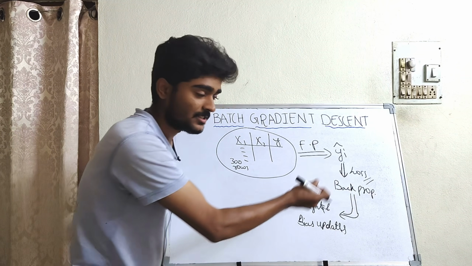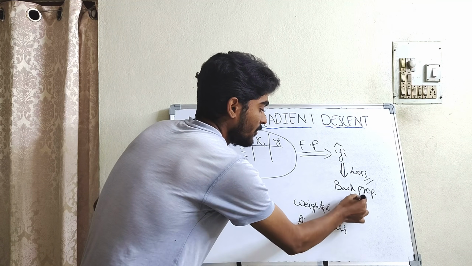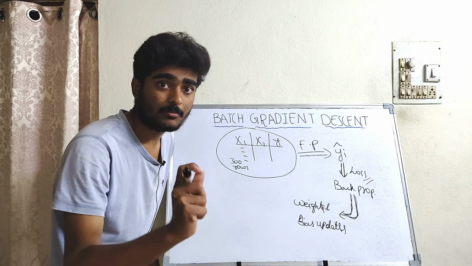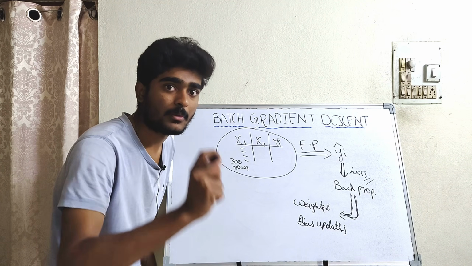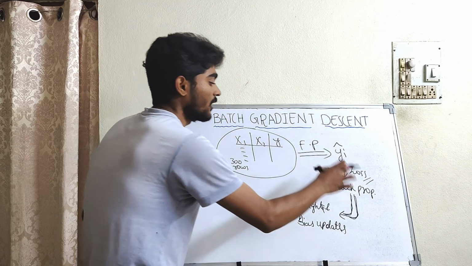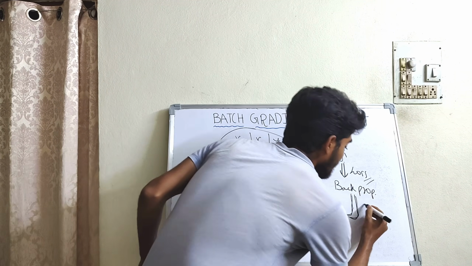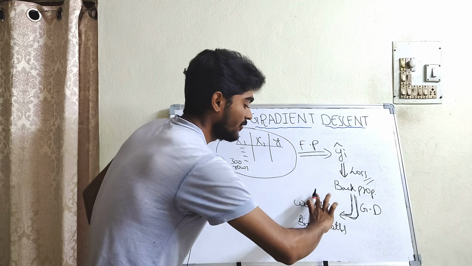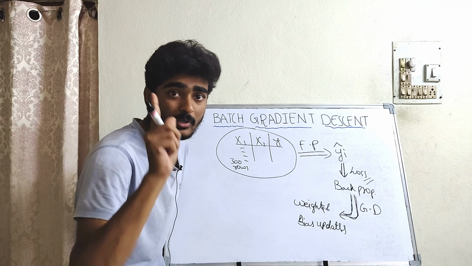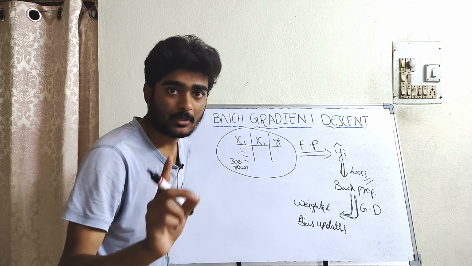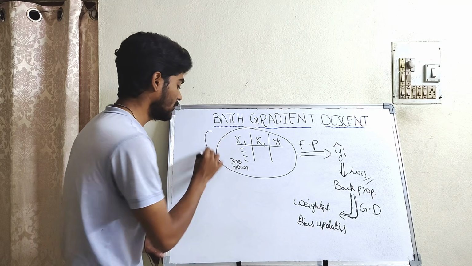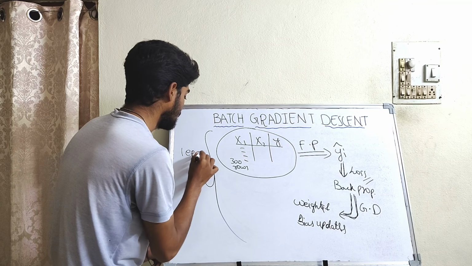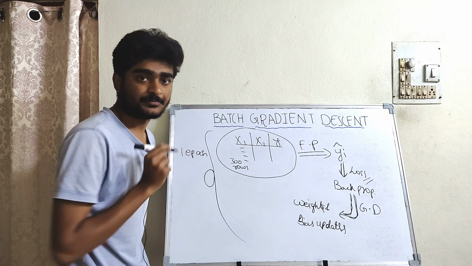You do the back propagation step with the help of the gradient descent algorithm. As I told you in the previous video, the gradient descent algorithm minimizes the loss by updating the weights and bias parameters. In the back propagation step you apply gradient descent and update the weights and bias parameters only once. This entire process is done in one epoch.